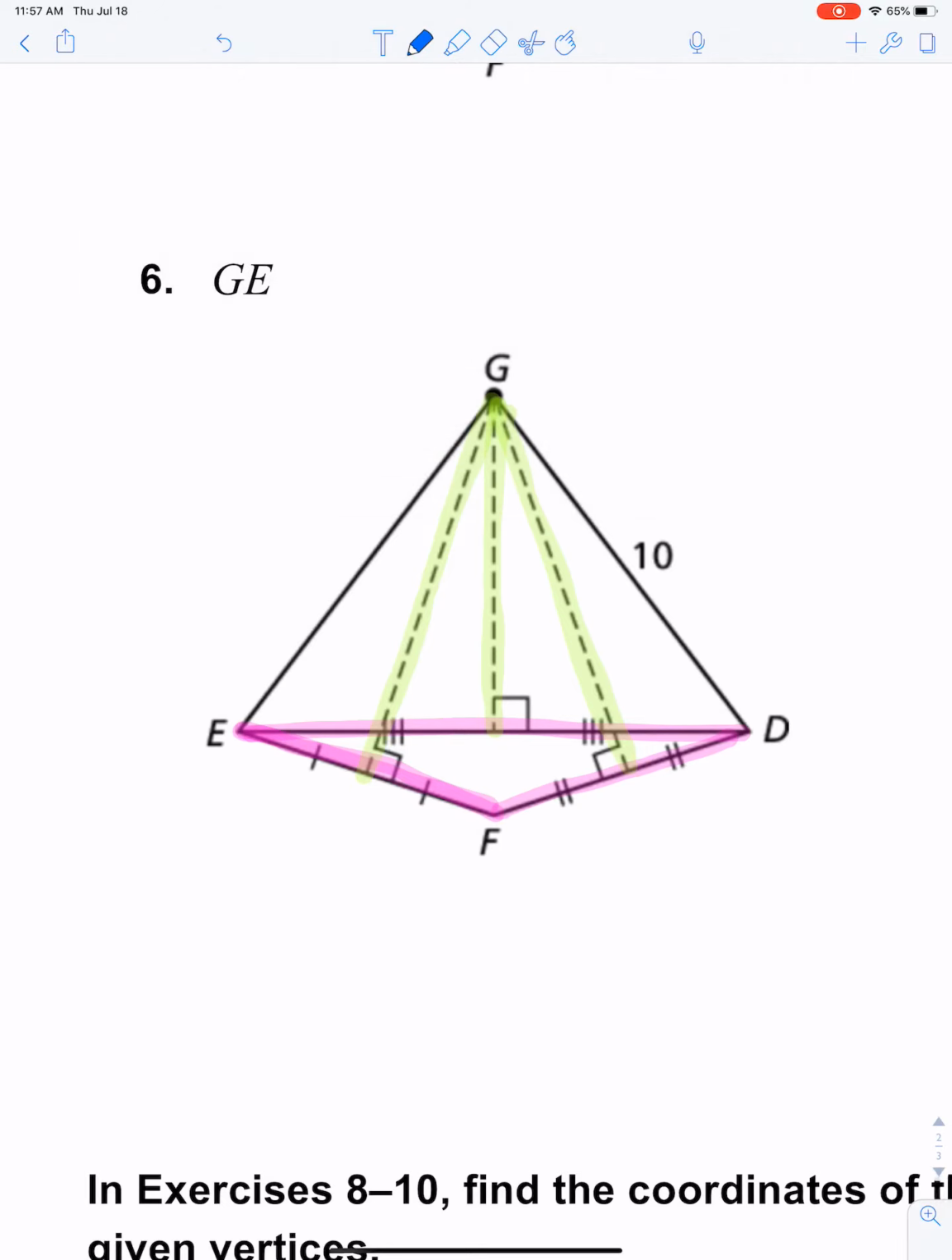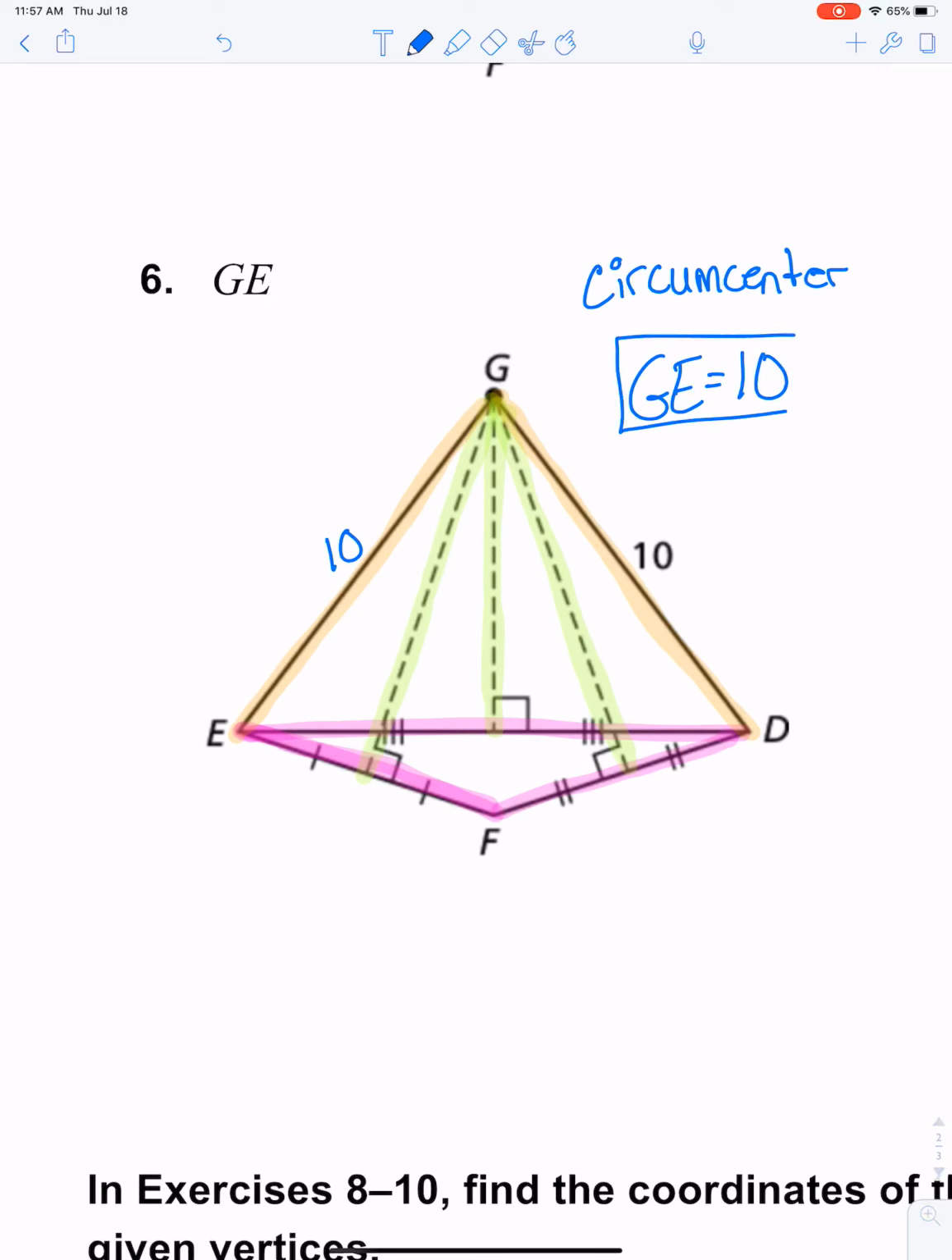Right now we're looking at perpendicular bisectors, which create a circumcenter. So when you're looking at a circumcenter, you know that a circumcenter is equidistant from the vertices, which I'm highlighting in orange right now. So if GD is 10 units long, GE must also be 10 units long because point G is the circumcenter.